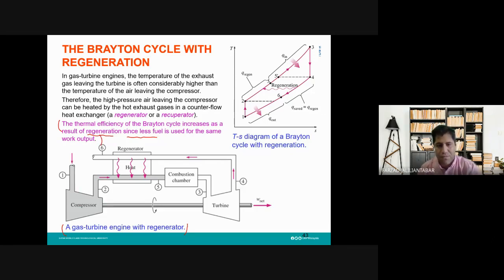As you can see here, we have a compressor, combustion chamber, turbine, and the work output. What is added here is this regenerator, which I have already told you about. Here, a portion of the Q is given to the regenerator. Then, during this process from state 2 to state 5, this Q is given back to the working fluid. Then we need less Q in for the combustion chamber, because some of the Q comes from the regenerator, which I have already discussed.